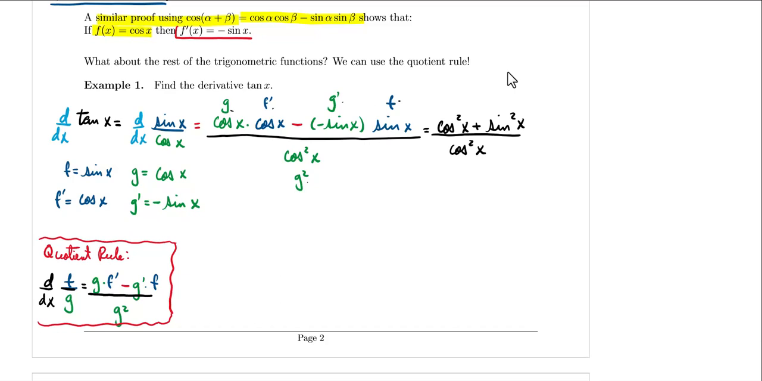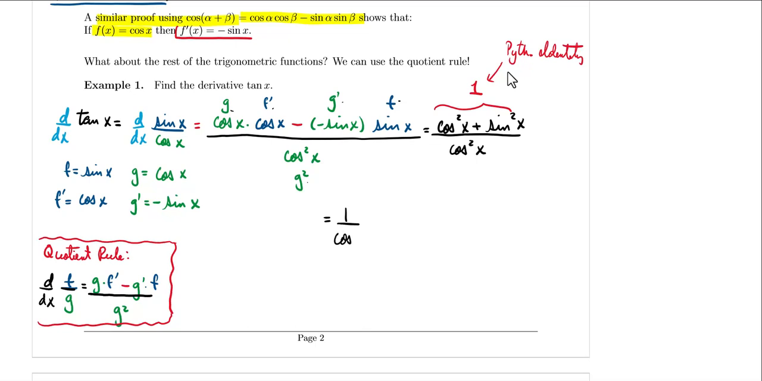Well, notice that on the numerator we have a cosine squared of x plus a sine squared of x. Now, hopefully this formula looks a little bit familiar because this is the Pythagorean identity. We know that when we have cosine squared of x plus the sine squared of x, we will always be getting a 1. Well, then what does this tell us? Well, this tells us then that the derivative for the tangent function is equal to 1 over a cosine squared of x.